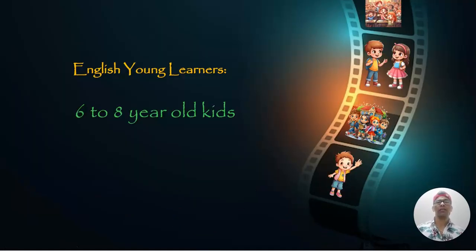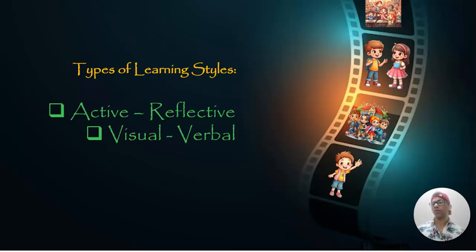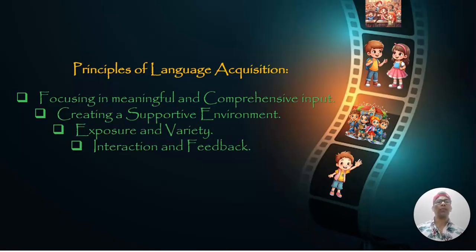The activity in this class is directed to 6 to 8 year old kids, and the types of learning styles that she has been using. In this case, the ones that are identified: active, reflective, visual, and verbal, and the principles: focusing on meaningful and comprehensive input, creating a supportive environment, exposure and variety, interaction, and feedback.